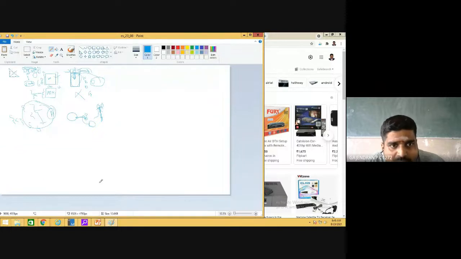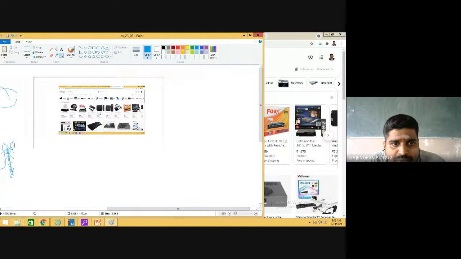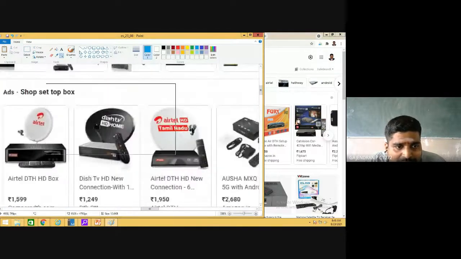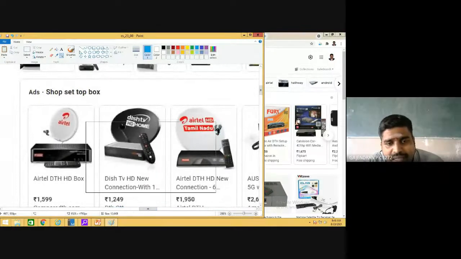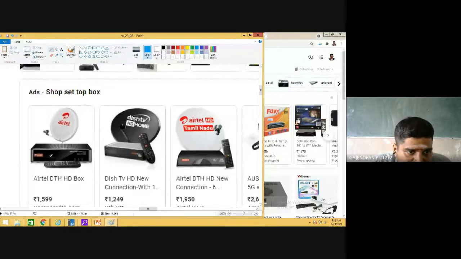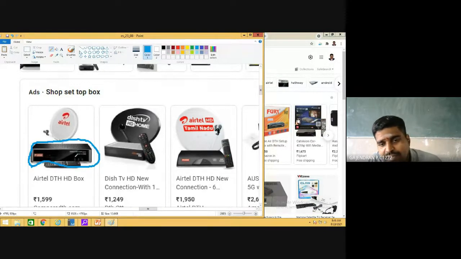Okay. What does the set-top box consist of? A receiver. Okay, then we are talking about only this one, the set-top box. What is the main function of your set-top box? And what is the purpose of this remote?